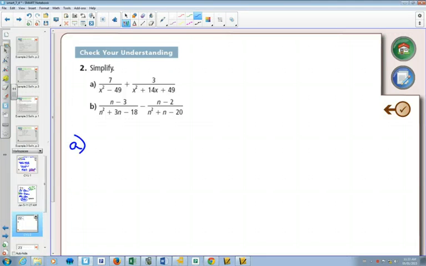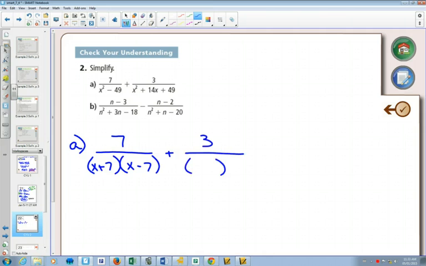So here's A. We're going to check what we can factor. This is a difference of squares, so you get x plus 7, x minus 7. X squared plus 14x plus 49 is going to be x and x, and plus 7 and plus 7. So it was not a surprise that we have something in common, but not a surprise that they're not perfectly the same, because they weren't the same to begin with.